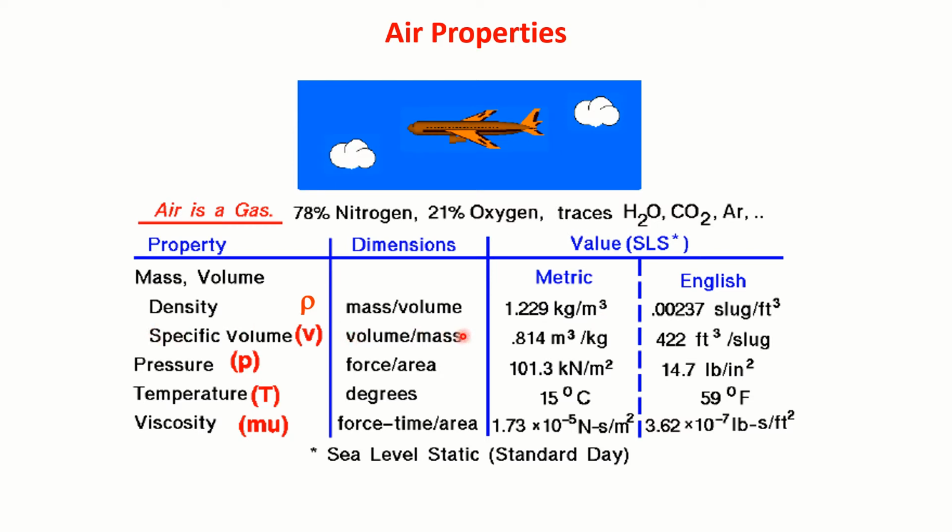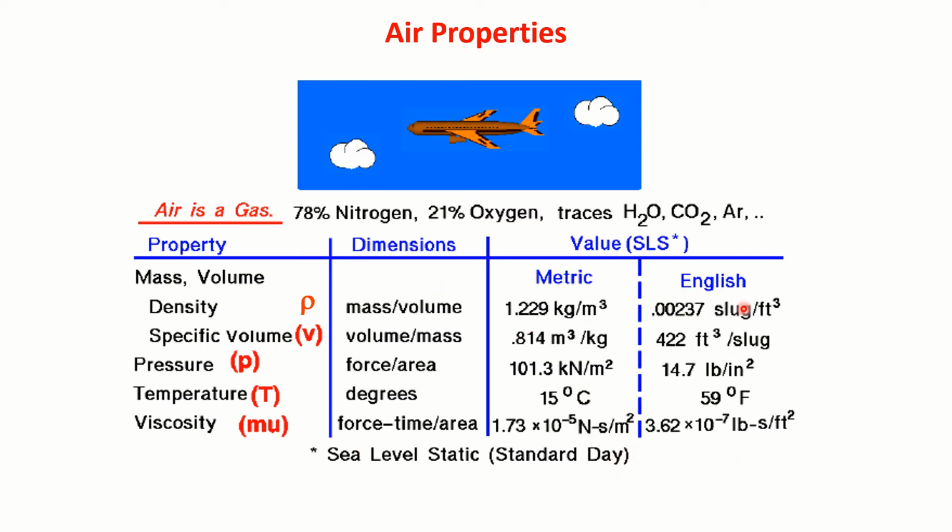Specific volume is volume per mass. So density and specific volume have an inverse relationship. It's 0.814 meter cube per kg. Pressure, force by area, is 101.3 kilonewton per meter square. As I mentioned earlier, in the SI system, it is 1.01325 bar. Temperature, we consider it as 15 degrees Celsius. Similarly, viscosity is 1.73 into 10 to the power of minus 5 Newton second per meter square. It's all measured at the sea level condition. These are some of the standard properties better to remember.